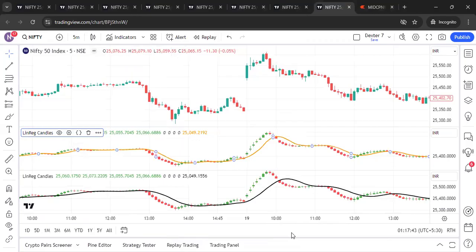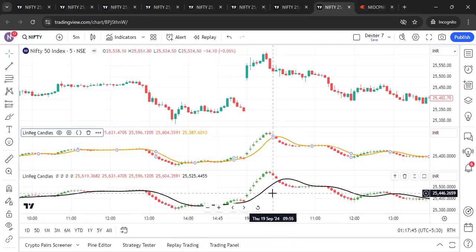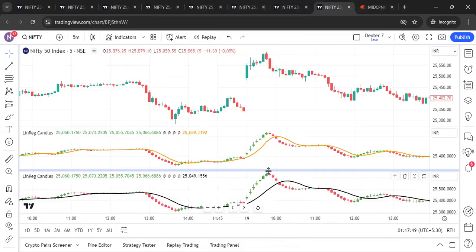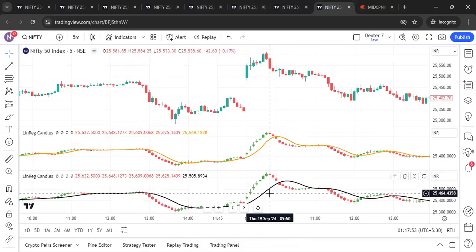All right, so now let's see how it works. You would like to take a trade wherein you see a change in color on the linear regression candles. Let's say on 19 September, at 9:50, I got a red. So I'll be initiating a sell, keeping a stop loss in two ways. Either it could be the swing high or it could be the high of the existing candle or the previous candle. It completely depends on what your risk profile is.